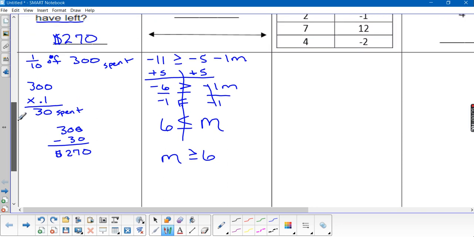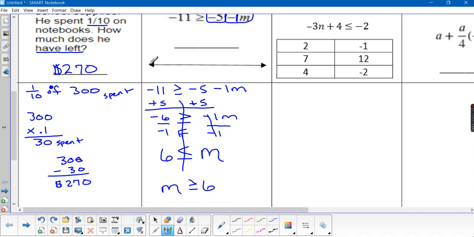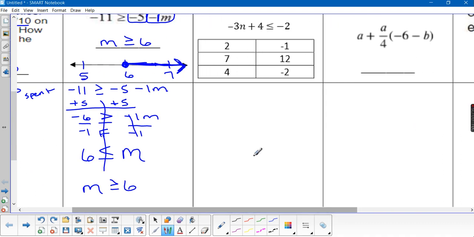Good deal. Now let's go up here and put that in our blank as variable m is greater than or equal to 6. And let's graph this thing. We'll just include 3 numbers. That's all we need. Closed circle, shaded to the right. Awesome. Good deal. Let's go to the next one.